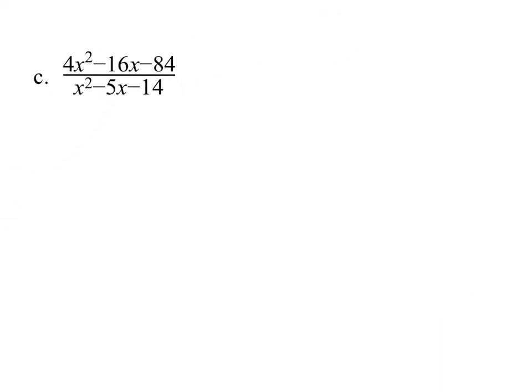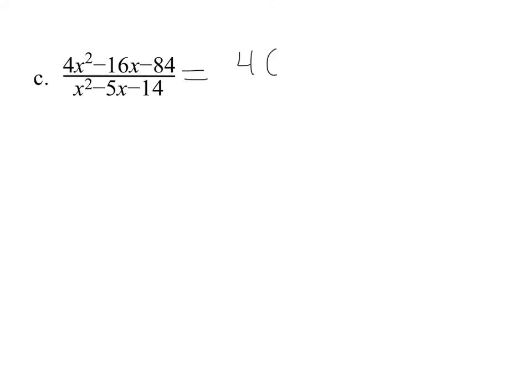Okay, let's look at C. Alright, so now these are a little more complicated factors. So I'm going to kind of put these out to the side. Well, first I'll look if I can divide any of them by anything. The bottom one has a 1, so I really can't change that. But if I look at the top one, I have a 4, a 16, and an 84. So I actually can divide all of those by 4.